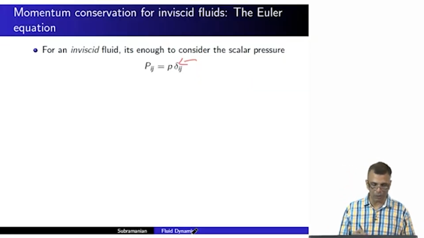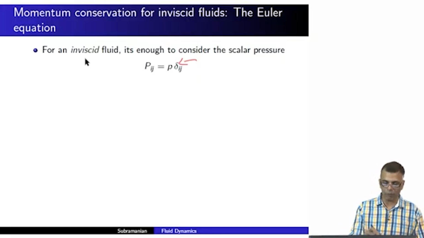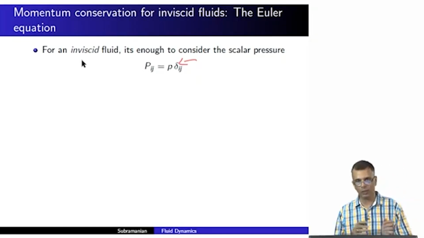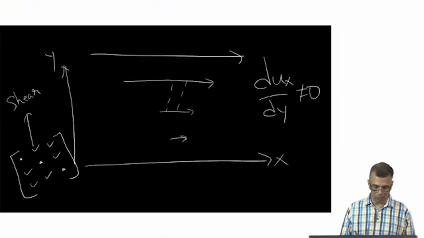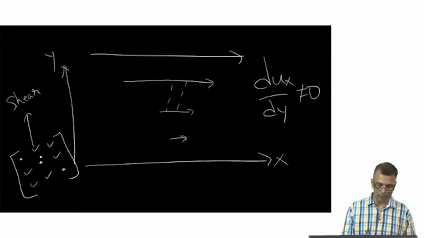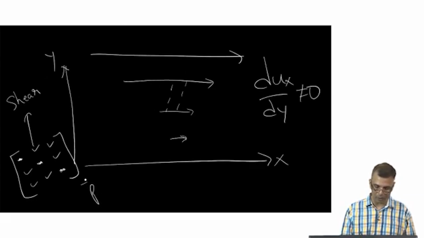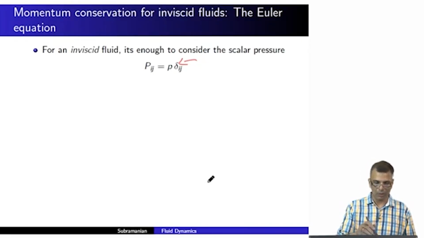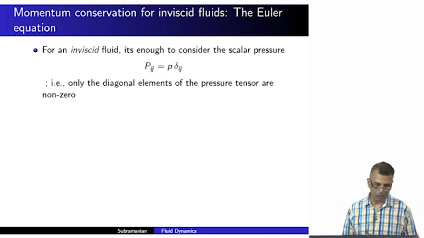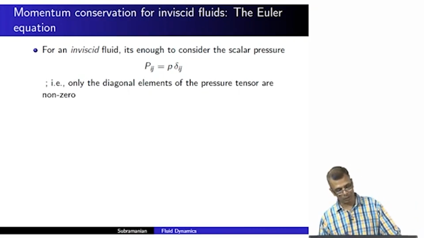When you are talking about an inviscid fluid, inviscid meaning no viscosity, there is no need to worry about the off diagonal elements. It's enough only to consider the diagonal elements. In other words, you can write the P tensor as some scalar times delta Ij, which is non-zero only when i is equal to j. So that is what I mean here. Only the diagonal elements of the pressure tensor are non-zero.